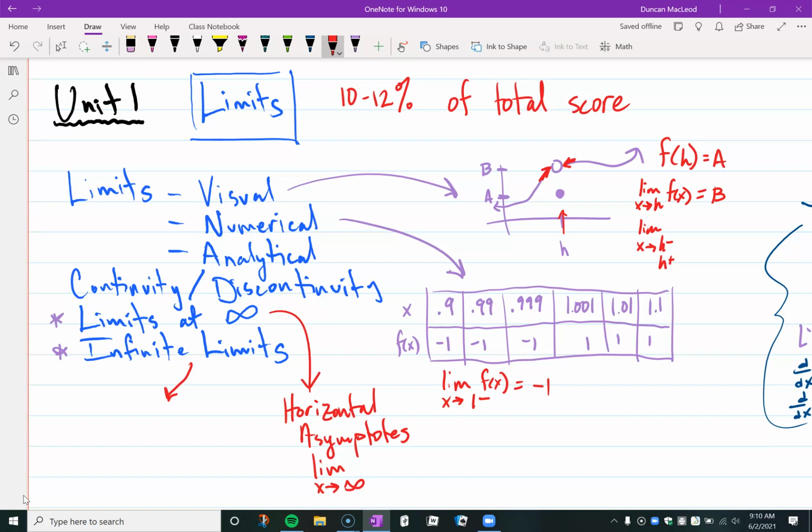Infinite limits is when the limit answer is infinity. So the only time the answer would be infinity would generally be on an asymptote. So on asymptotes, how your graph curves up or curves down, the answer could be infinity or negative infinity. So those are infinite limits.